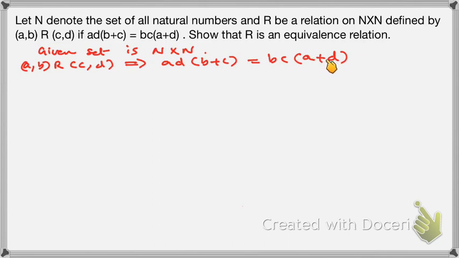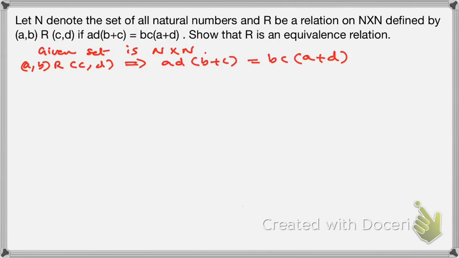So you should be able to say this in words one more time. So how do I write this relation? I say (a, b) is related to (c, d) if the product of the extremes into the sum of the means b + c is equal to the product of the means bc into the sum of the extremes a + d. So that's the relation we have. Now we are going to try and prove that this relation is an equivalence relation. To prove that it is an equivalence relation, I need to prove three things.